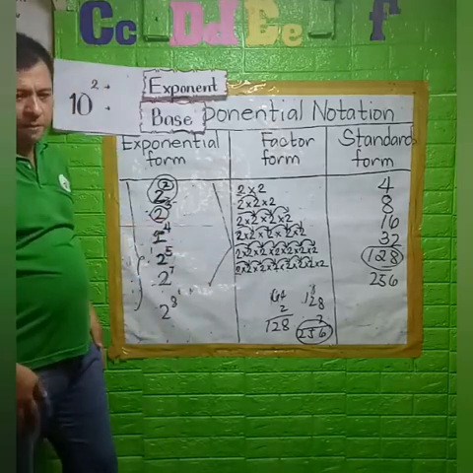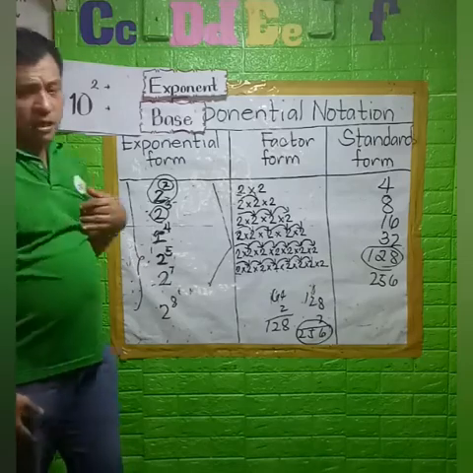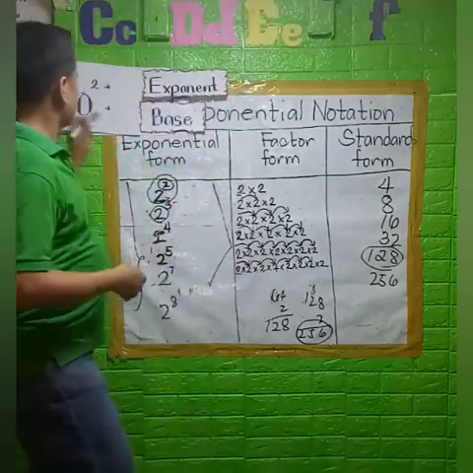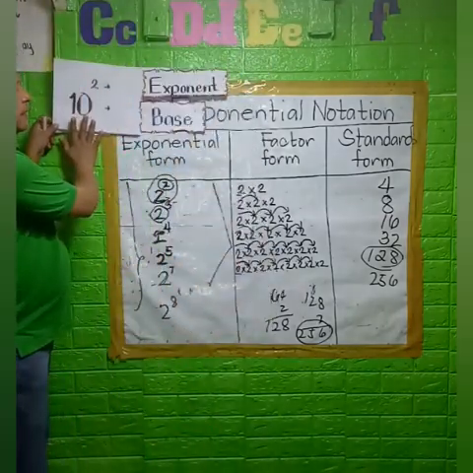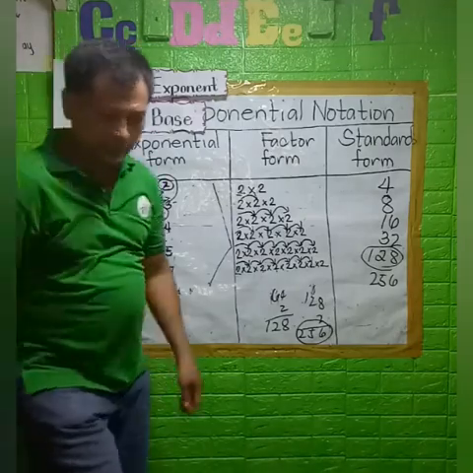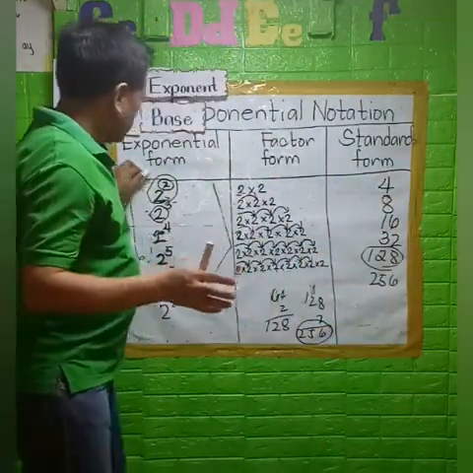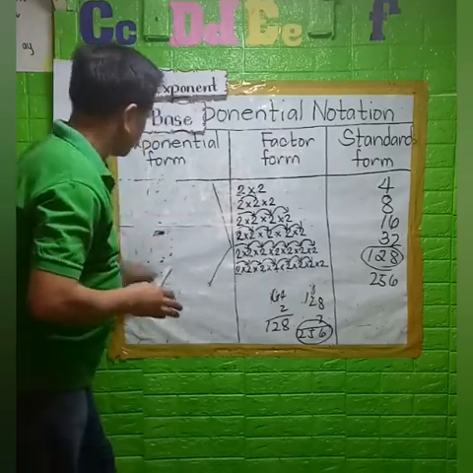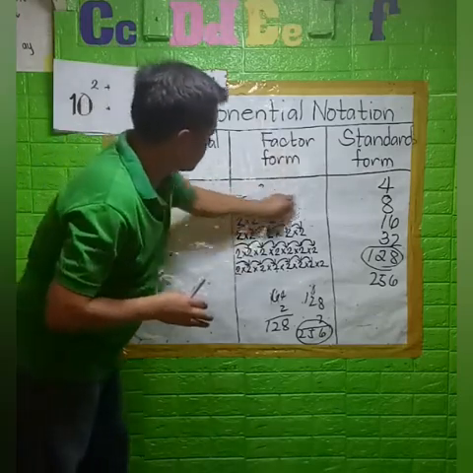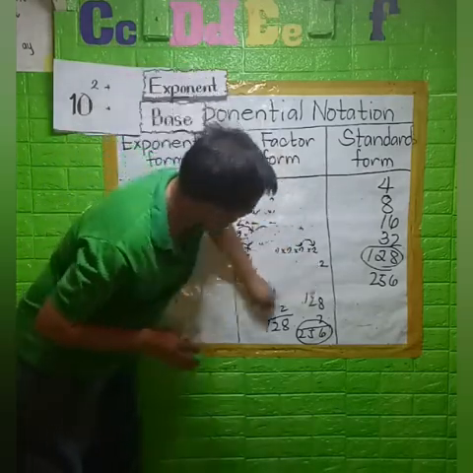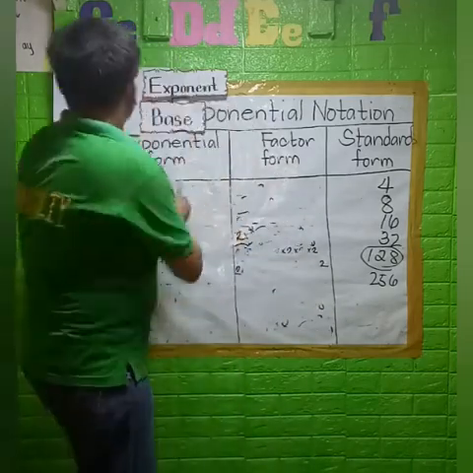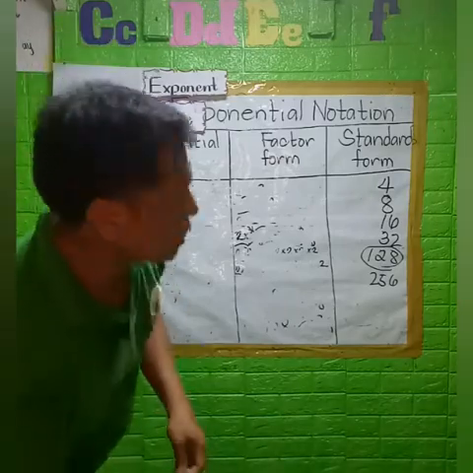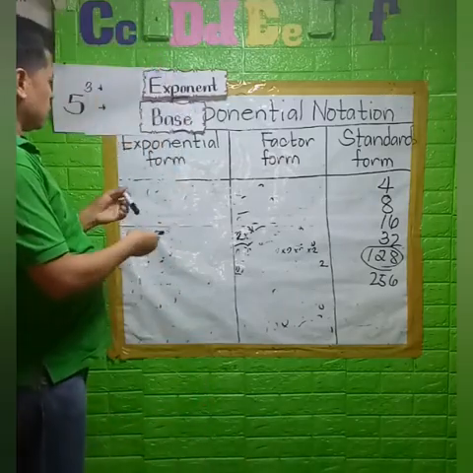So, magbibigay po ako ng iba pang halimbawa dito sa example natin na base and exponent. Now, let's say for example, I have to erase this one. Okay, we will use the second example that we have, which is 5 to the power of 3 or 5 cubed.